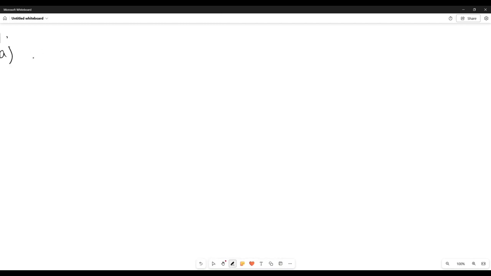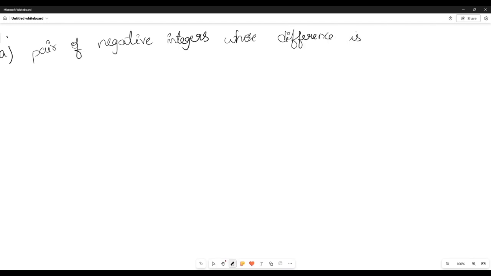Let's do the second Roman. In the second Roman, they have given 3 questions. The first question is write a pair of negative integers. Here they gave a pair of negative integers, so we have to use both integers negative only, whose difference gives 8. Difference means subtraction. The answer given is 8.